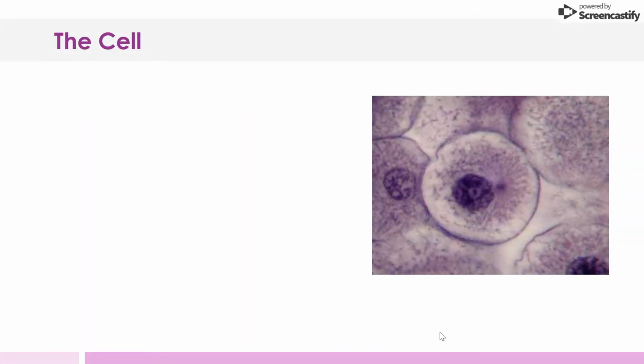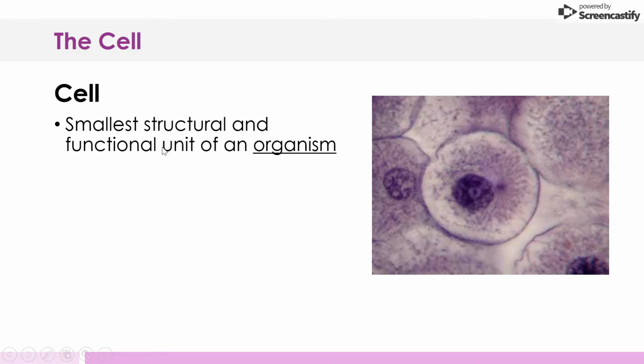Okay, so first, let's talk about the cell. You see here we have a picture of a cell. This one just happens to be nice and rounded. We have a darkened area in the middle. We'll talk about what that is in just a moment. So the cell is the smallest structural and functional unit of an organism. So it's basically the smallest unit of life, okay? As tiny as life can get is a cell. Cells are usually microscopic, not always though. Sometimes we can see them with our own eyes without the help of a microscope, but usually for the most part, they are going to be microscopic.